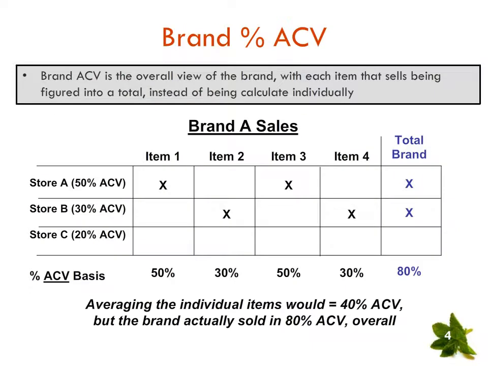In this case, we have a brand A that's selling 4 items in 2 stores. Items 1 and 3 are only selling in store A. Items 2 and 4 are only selling in store B. Combining the ACV that those stores represent of the total market, we can see that brand A has 80% distribution in the local marketplace. Brand A would need to add distribution in store C to get to 100%.